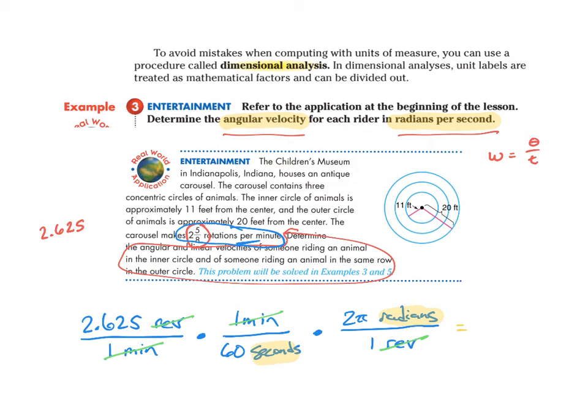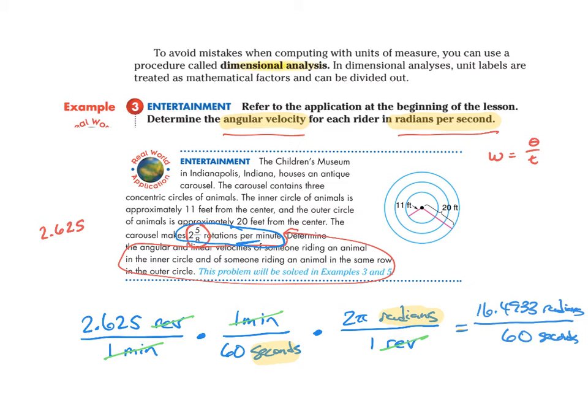So in the numerator, 2.625 times 2 pi, when I multiply that out, I get 16.4933 radians, because radians are still on top. And in the denominator, I get 1 times 60, which is 60 seconds.